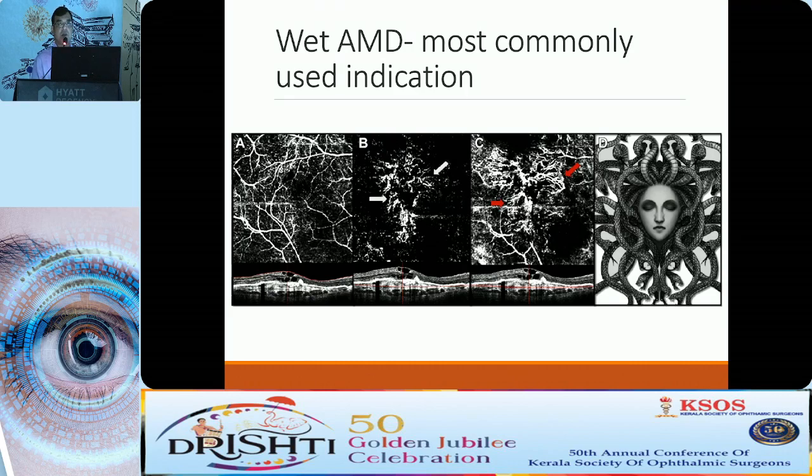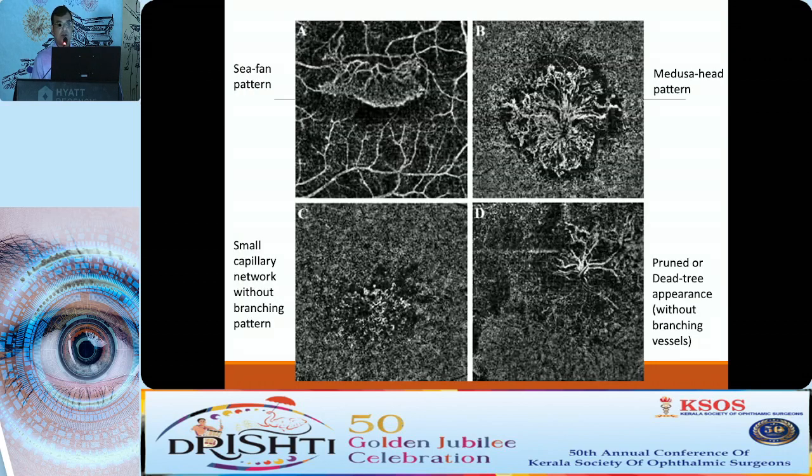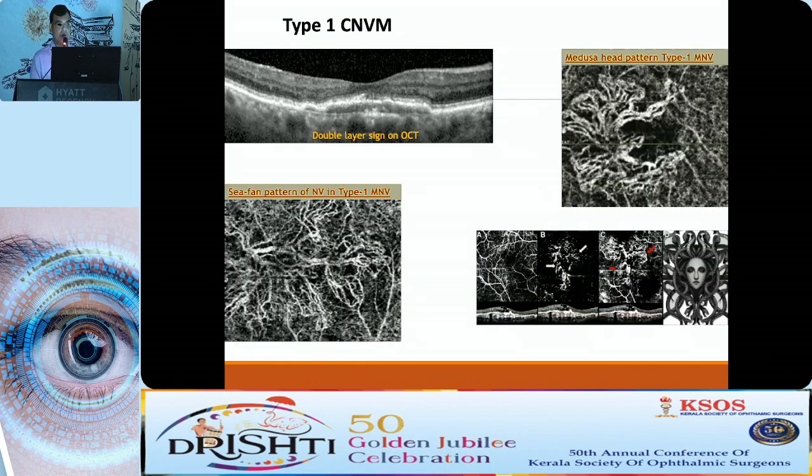The most common pathology for which we use OCTA in our day-to-day practice is wet AMD, as all know. So this is an example showing a CNVM above the photoreceptor layers. This is a Medusa head pattern of CNVM. There are different patterns of CNVM you can predict: on the left side, a sea fan, on the right side a Medusa head, and then a lower network, and others.